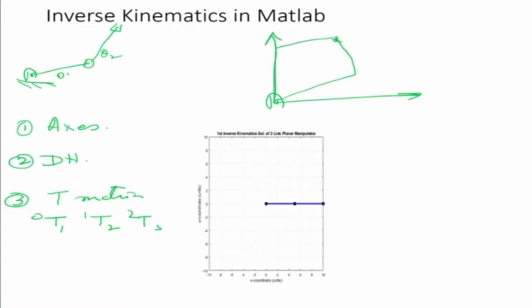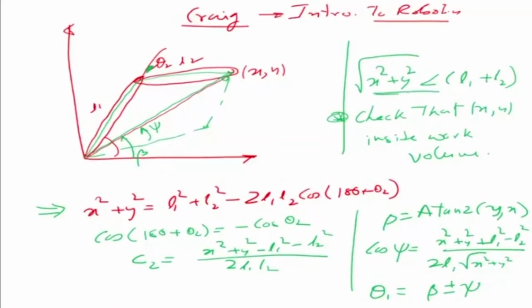So the first thing that I need to do is check whether the solution exists or not. That you can check from here very easily. Okay, x squared plus y squared has to be less than L1 plus L2. Now if that is satisfied, that means the solution exists. Then we find the negative solution first, because using the law of cosines, we get the top solution first.